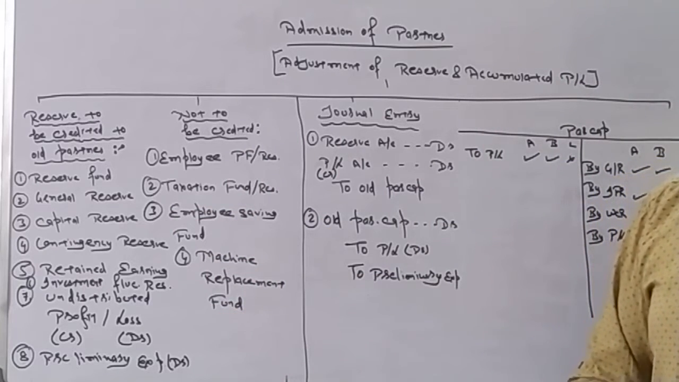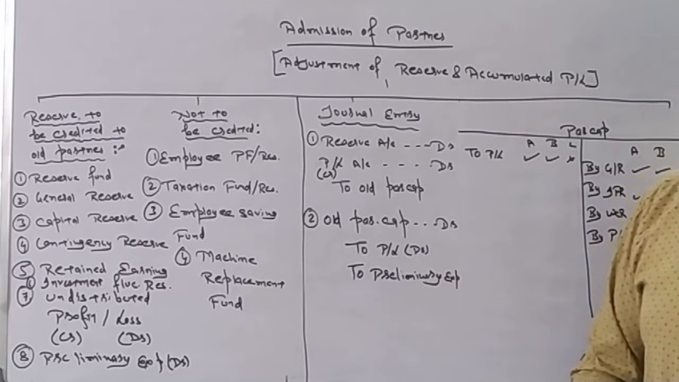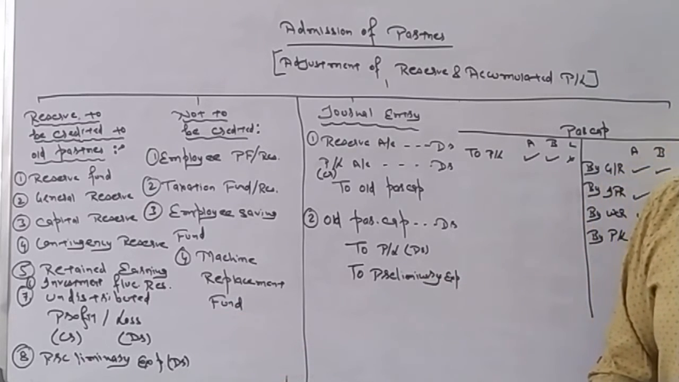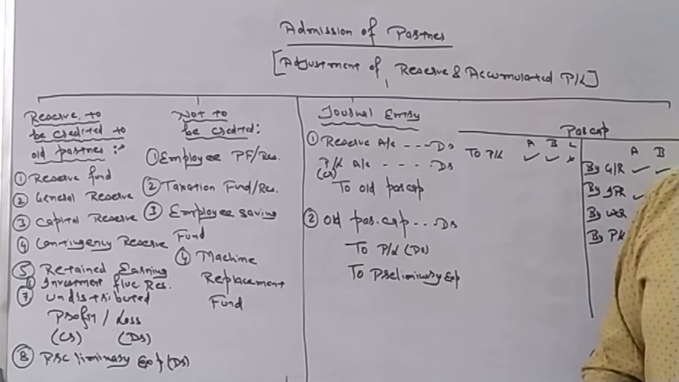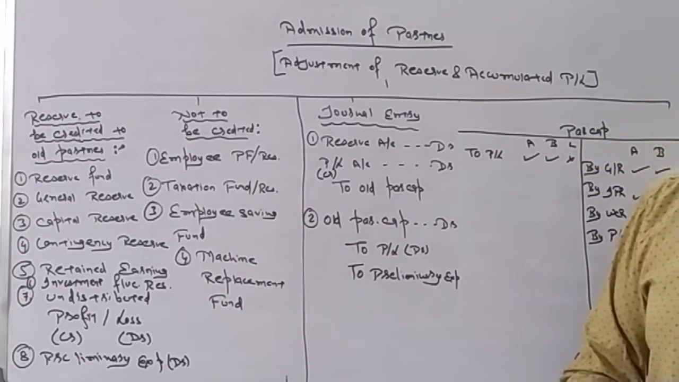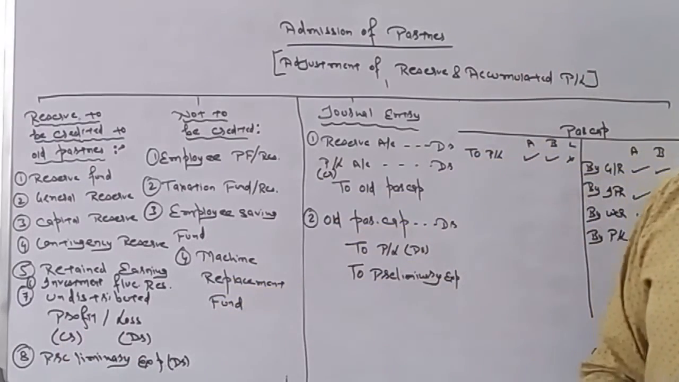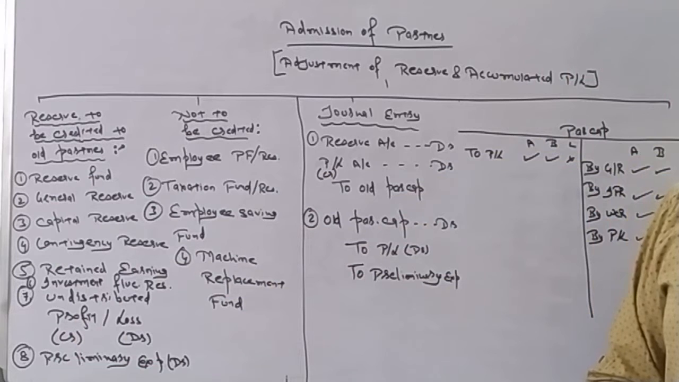Machine replacement fund. If any amount has been kept to replace any machine, it is a type of depreciation fund, provision for depreciation. It cannot be distributed among the partners. So these are the 4 items mainly which cannot be distributed among partners. These are the 8 to 9 items which can be distributed among partners.